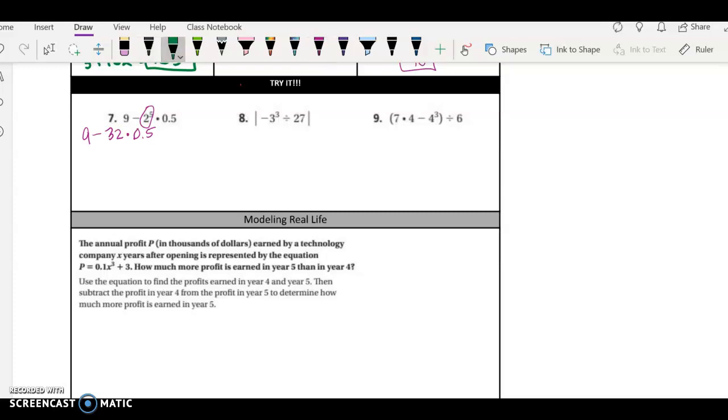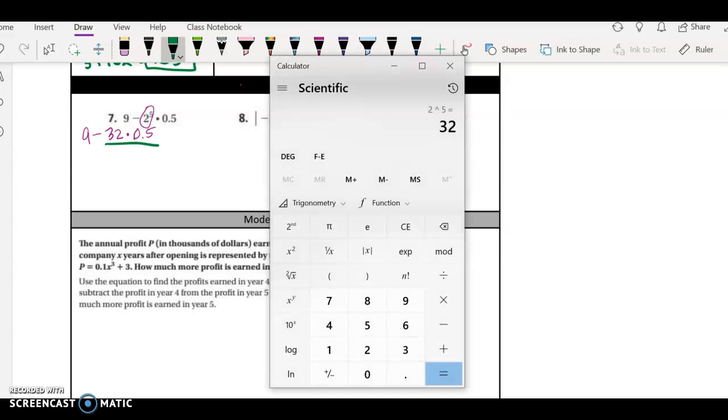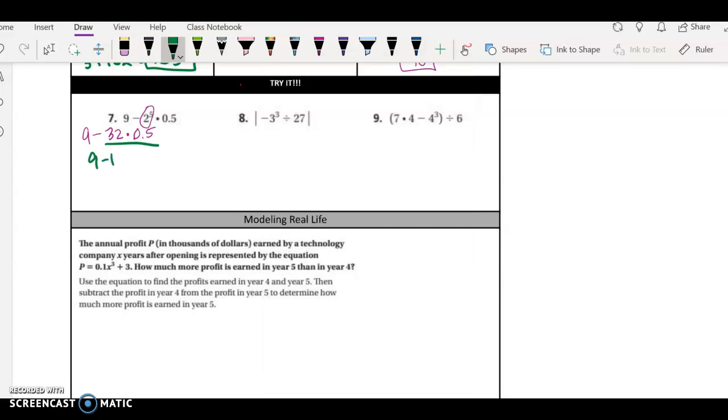Now I'm going to do multiplication, so I'm going to do negative 32 times 0.5, so we're just cutting it in half, which is 16, negative 16, so we have 9 minus 16, and then 9 minus 16 equals 7, and it'll be negative, because my bigger number was negative, and I'm going into the negatives.